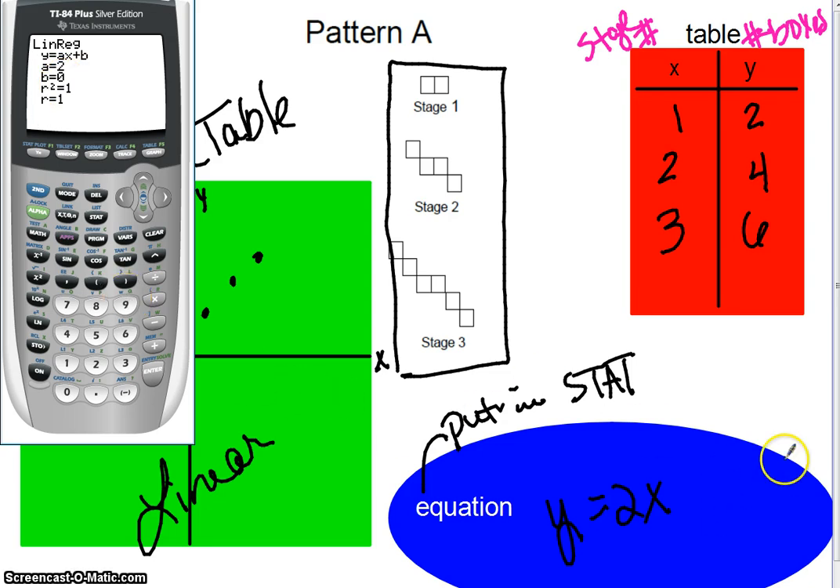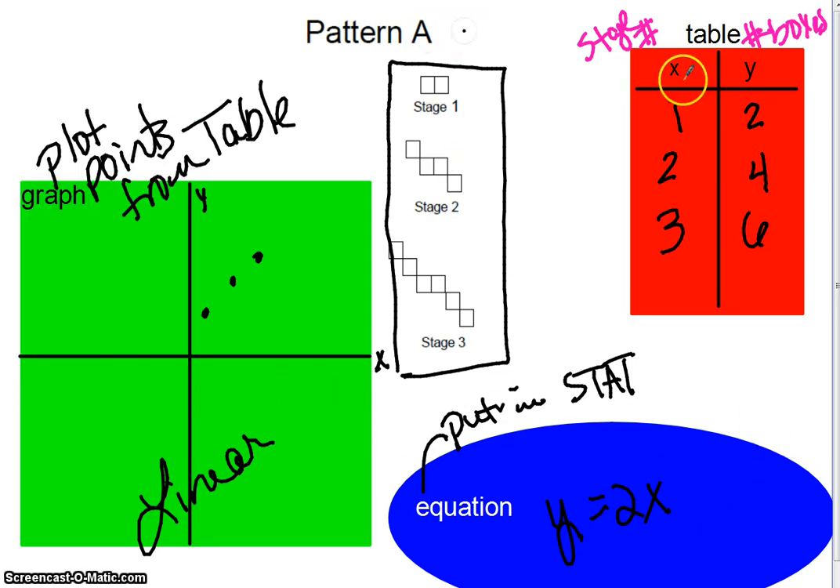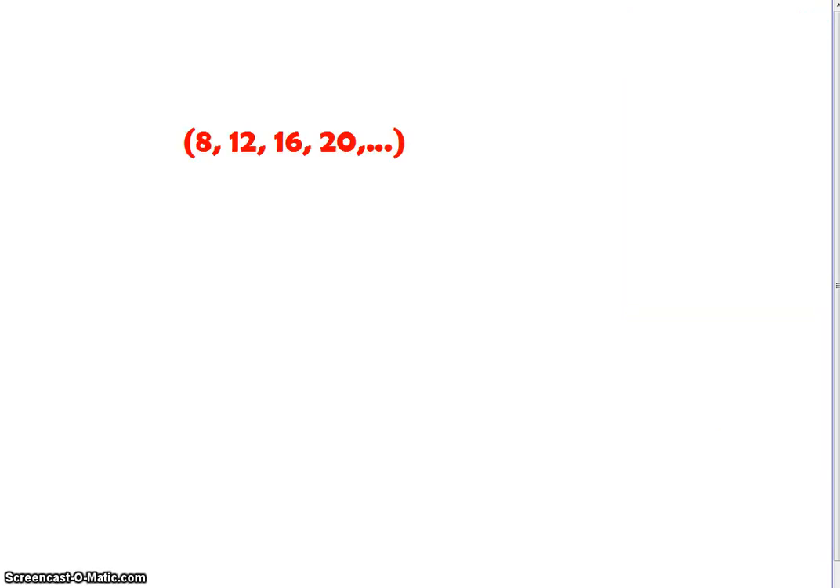Okay? So, you look at your picture and you figure out your X and your Y, make a table. You take the points and you plot them on the graph to get your graph, and then you put them in Stat to get your equation. Looking at the next page or the next graph. Okay, they give you a sequence of numbers and they love to use this problem. Don't make it harder than it is. Your X is going to be the number it is in order, and then your Y is the value.